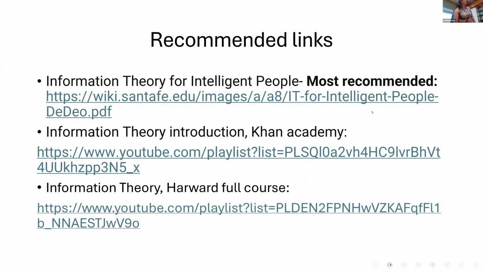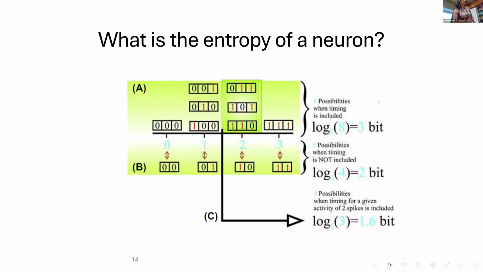So here is an example of how you calculate the entropy of a neuron. So this is an open question. You can either represent it by all the possibilities like we've done here. So here it's 8. Or you can say, I only care about the number of spikes. So here you don't have any spikes, here you have 1, here you have 2, and here you have 3. So these are only 4 possibilities.